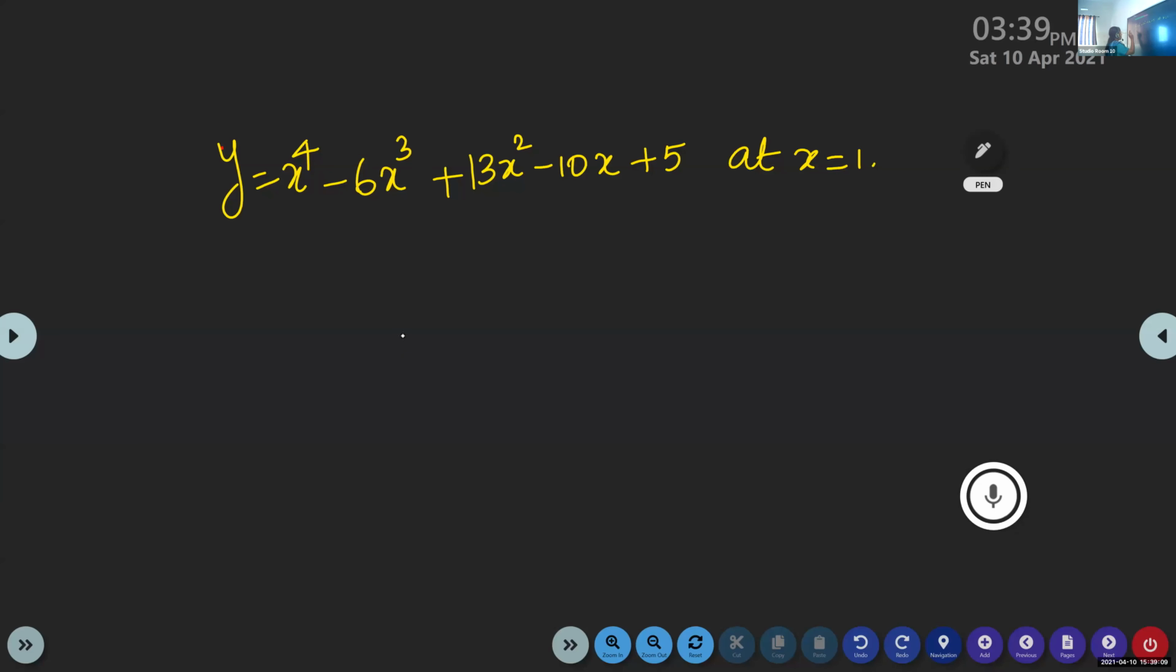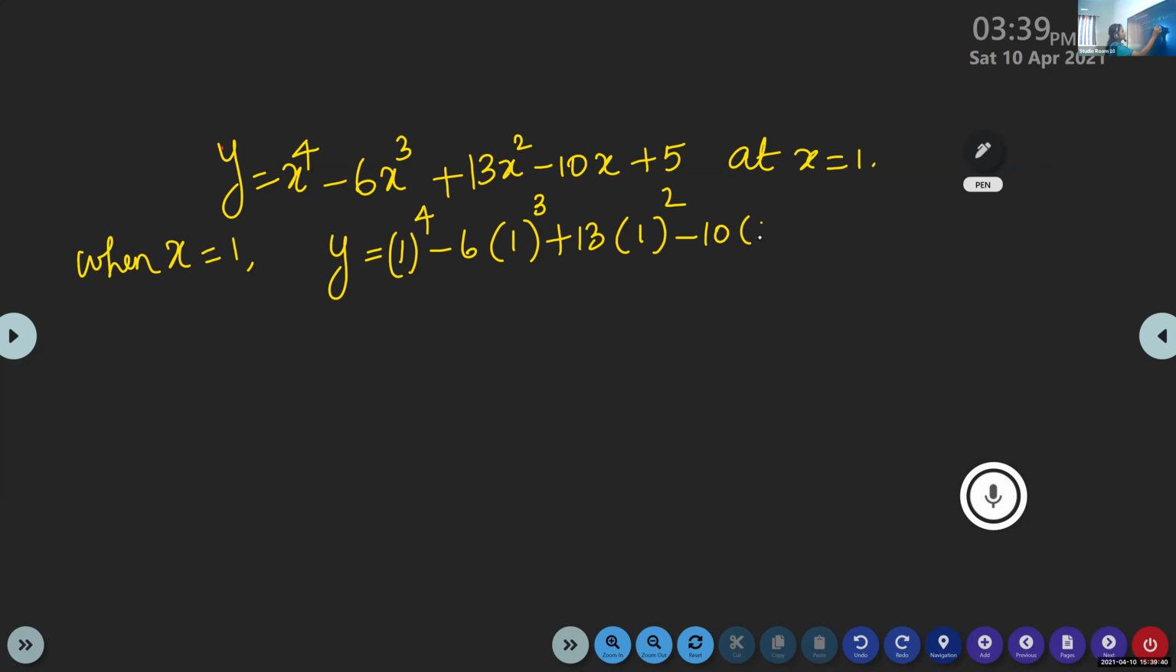Okay, so first thing is when x is 1, you find out what is the y value. When x is 1, what is y? How will you calculate this, Aparna? We'll put the value of x in y. Very good, Shubham. Substitute the value of x as 1 in y, isn't it? So 1 raised to 4 minus 6 into 1 cube plus 13 into 1 square minus 10 into 1 plus 5. Find out and tell me what is the value of y.